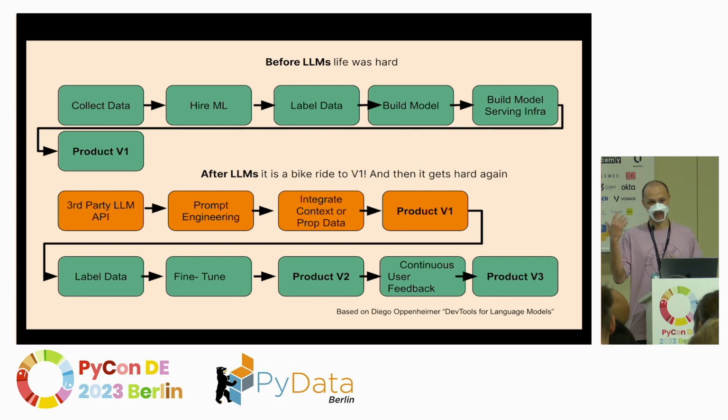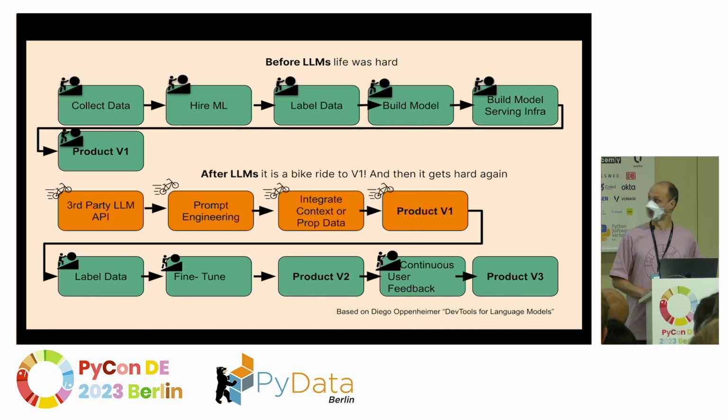So the old times were hard, like rolling a rock up the mountain: collecting data, hiring ML, labeling data, building the model, serving the model, just to get to the prototype. That was hard from the very beginning. And after the invention of fire and the printing press and LLMs, it's a bike ride. There's this icon of the bike for something which is easy. To get to your V1, which is a flimsy prototype, it's very easy. And after that, life gets hard.